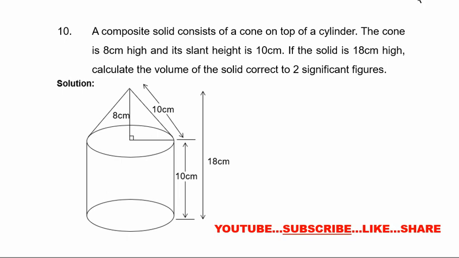Question 10. A composite solid consists of a cone on top of a cylinder. The cone is 8 cm high and its slant height is 10 cm. If the solid is 18 cm high, calculate the volume of the solid correct to two significant figures. The volume of the solid is simply the volume of cone plus volume of cylinder.